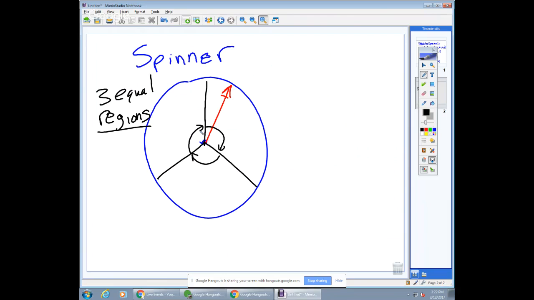And let's suppose that in this region we have the number 2, and that one we have the number 4, and that one I have the number 9. So what's the probability of spinning a number 4 here? One out of 3, because they're all equally spaced. So there's one area out of 3 equal areas. Okay, so like fractions being equal parts of a whole, that equal parts of a whole is still very important in probability.